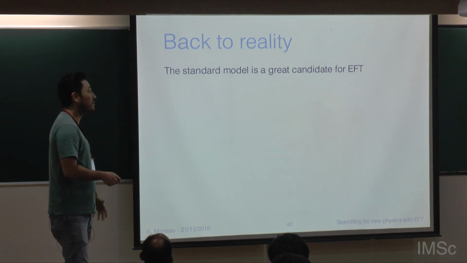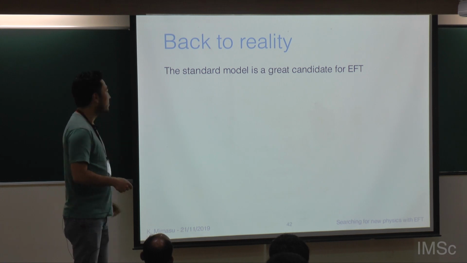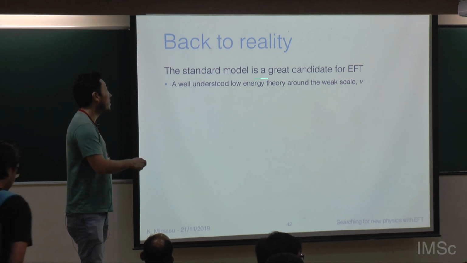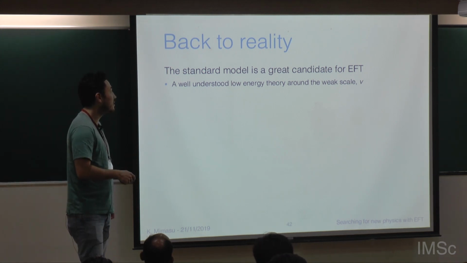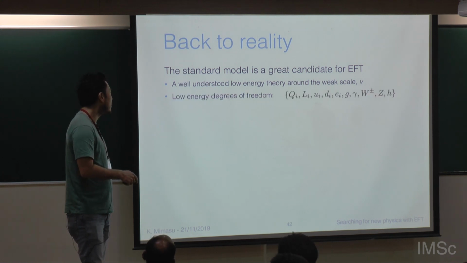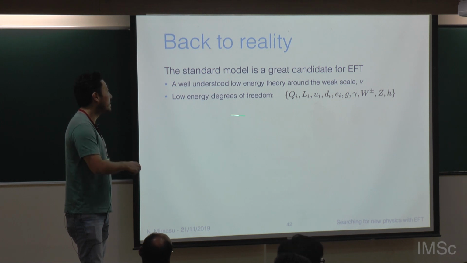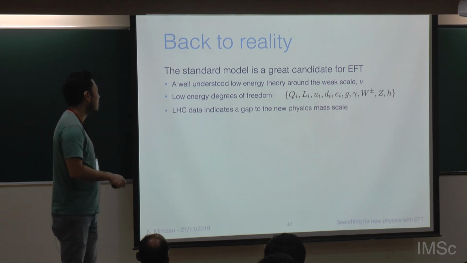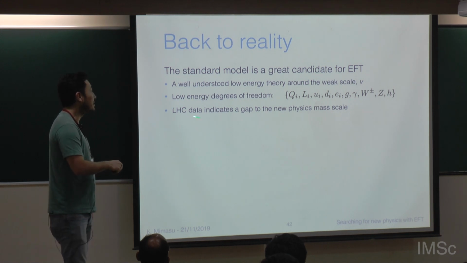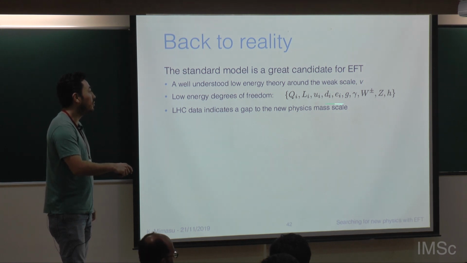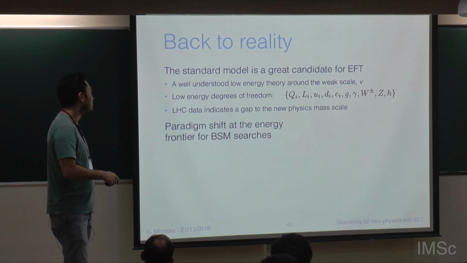Thankfully, the standard model, I think, is a great candidate for an EFT. So if you remember all the principles and the features that we discussed yesterday, it's got a very well understood, as far as we know, low energy theory around the weak scale, parameterized by the electroweak vacuum expectation value of the Higgs. A well-defined set of low energy degrees of freedom: our 5 fermion representations, gauge bosons and Higgs. And the LHC data does indeed indicate a gap between the electroweak scale and this purported new physics mass scale that we're looking for.